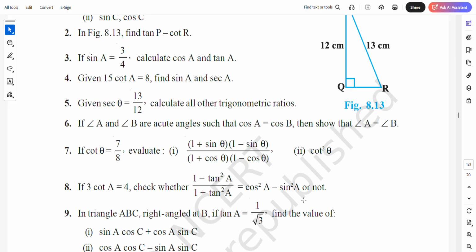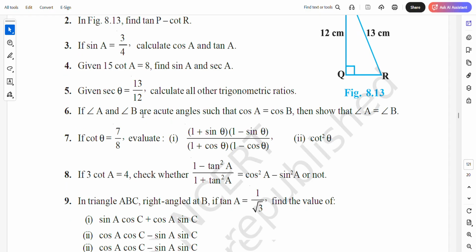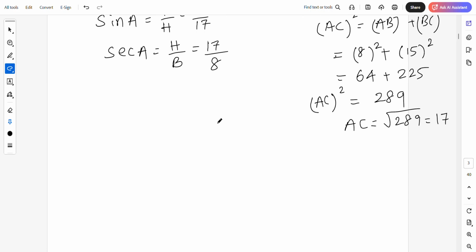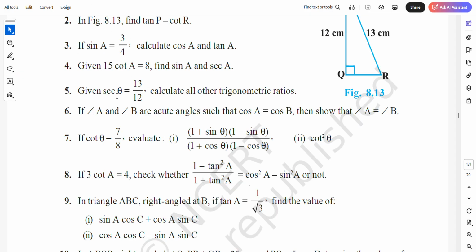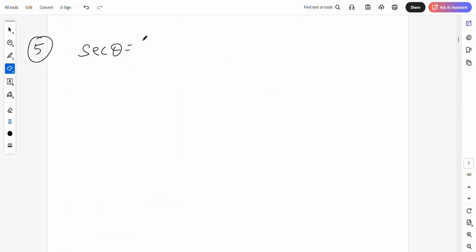The next problem, fifth problem. He has given secant theta is equal to 13 by 12. Calculate all other trigonometric ratios. Secant theta is equal to 13 by 12.